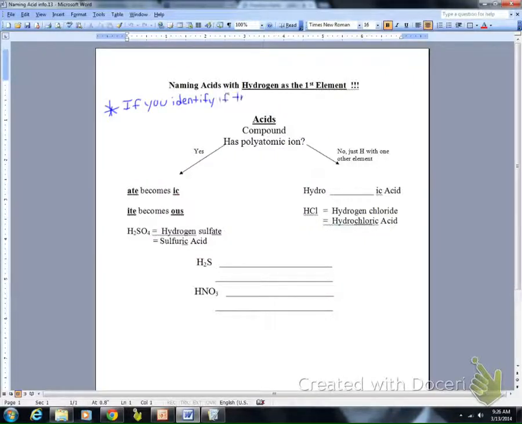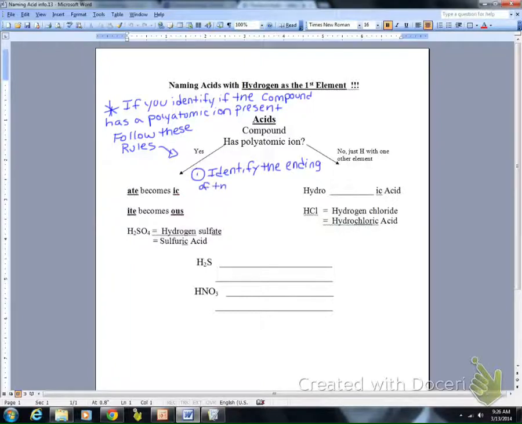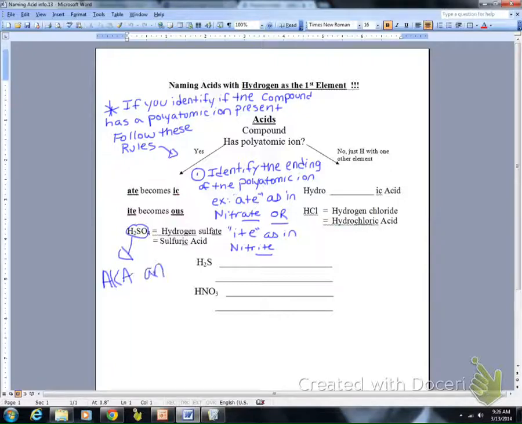So if the compound that you have has a polyatomic ion, you're going to follow the rules to the left where it says yes, there's a polyatomic ion. First you're going to identify the ending of your polyatomic ion. So for example, if it has an ate ending, like nitrate, or an ite ending, like nitrite. Again, remember, if it's got that oxygen in there, we also call it an oxyacid.